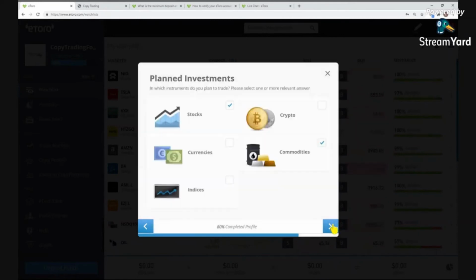Then you click next. So here, planned investments. Which instruments do you plan to trade? Please select one of the relevant answers. So I plan to trade stocks and commodities. So stocks are just your normal stocks from a company, and commodities is oil, gold, etc.